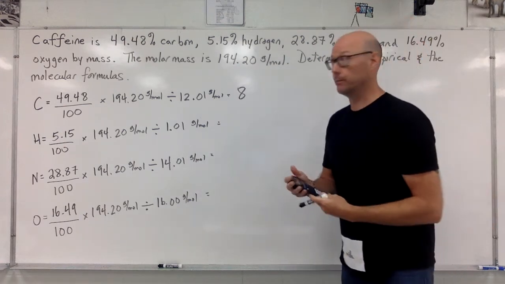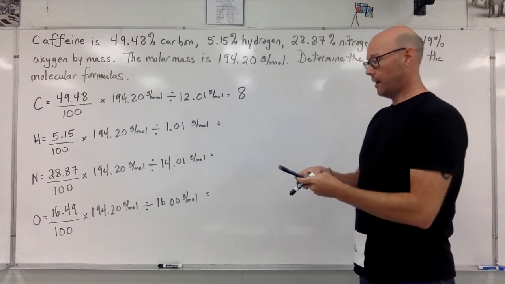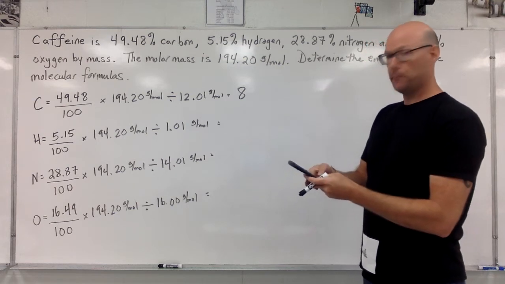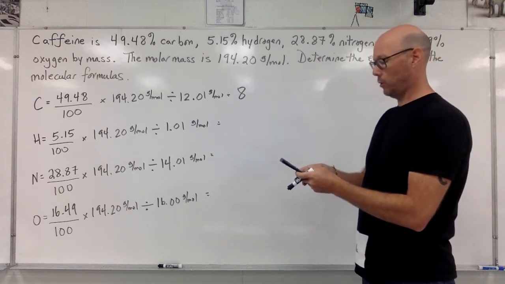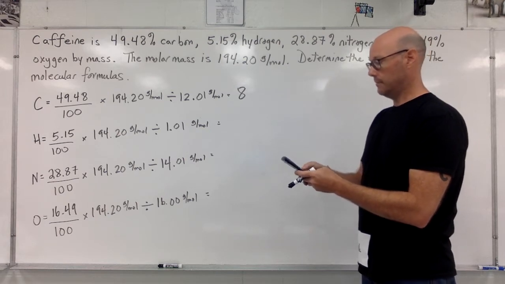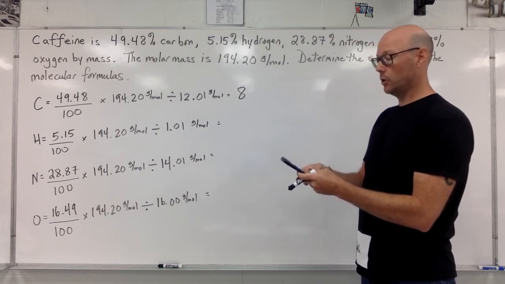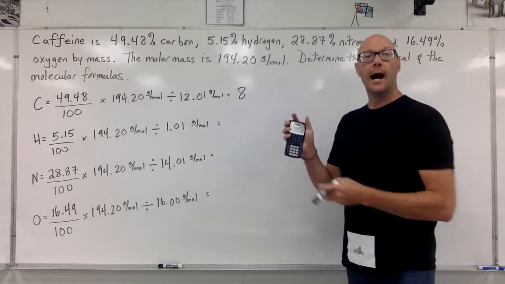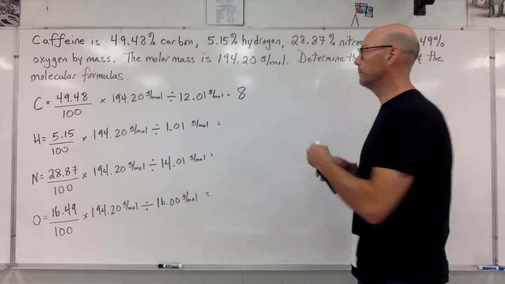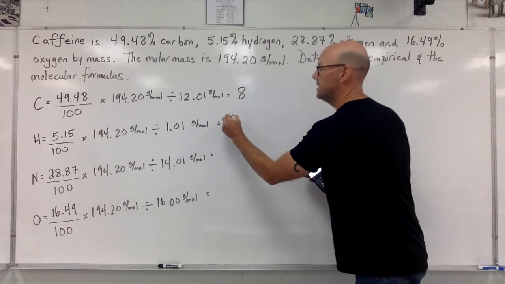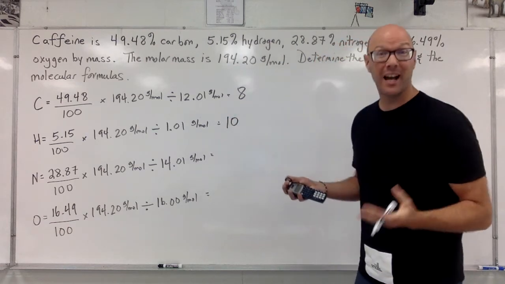How about the hydrogen? 5.15 divided by 100 times 194.20 divided by 1.01. 9.902, round that off to the nearest whole number, 10. 9.9 rounds up to 10.